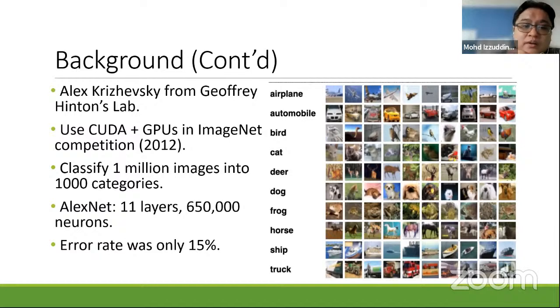But the competition went on until, I think, 2017. Then it was stopped because the error had reached lower than 5%, which is better than human decision. That is why it was stopped at that time.